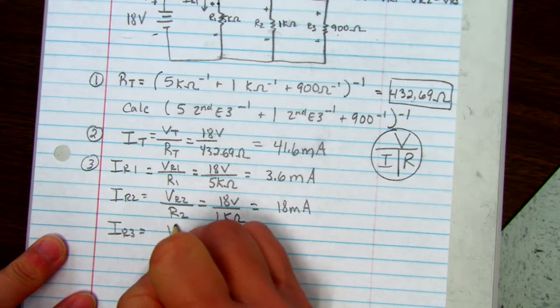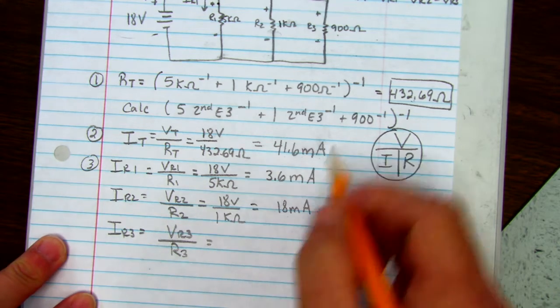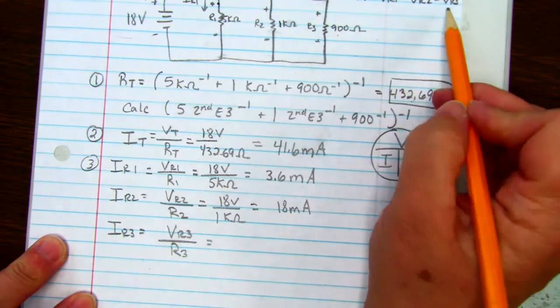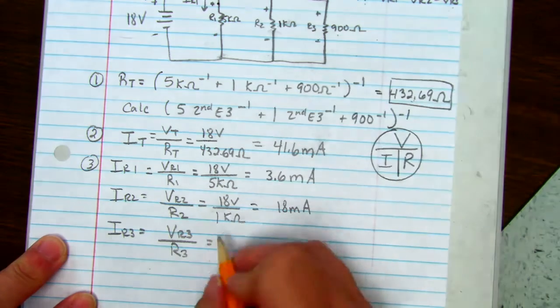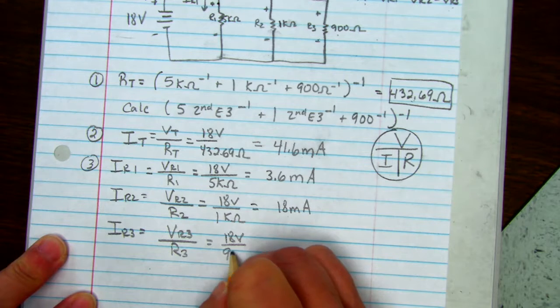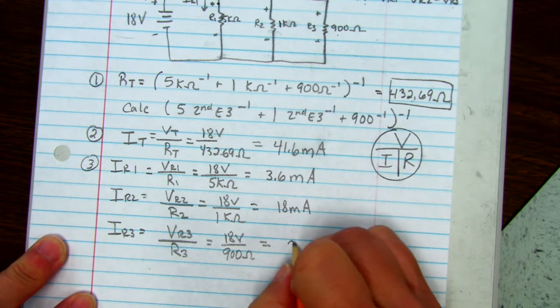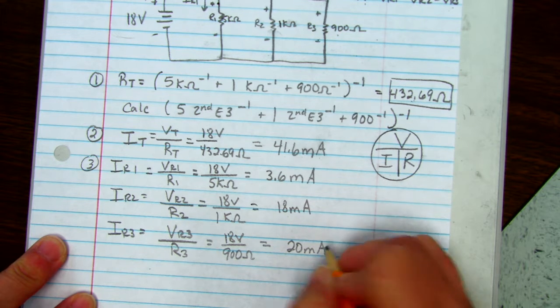IR3 is equal to VR3 divided by R3. So that'll be 18 volts, because VR3 is equal to VT, divided by 900 ohms. It's the value of R3, and that will be 20 milliamps.